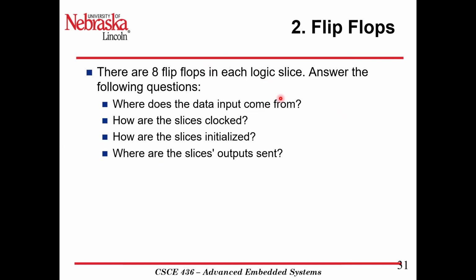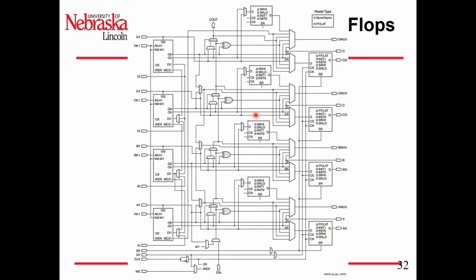You also have 8 flip-flops in each logic slice. We're going to answer the following questions. Where does the data input come from for each of those 8 flip-flops? So we have our 8 flip-flops, and you notice if you just trace it back, output 6 goes into the MUX, and we also have BX going into that MUX as a data input. So you have a D input and then a Q output for each of these flip-flops.